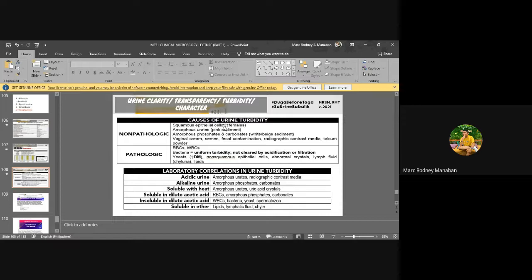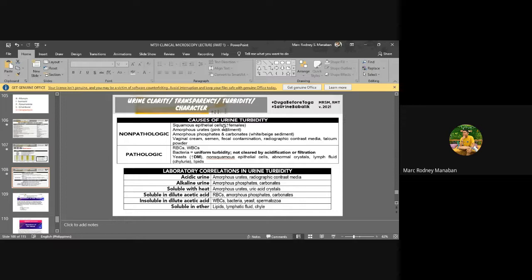All right. Another is non-squamous epithelial cells, so tubular cells, of course. Abnormal crystals, lymph fluid in cases of chyluria, such as in filariasis, right? Chyluria, and of course, lipids. Okay, take note of that. All right. So very self-explanatory. So if there is an exam question, which of the following is a pathologic cause, which of the following is non-pathologic, right? So you don't need to memorize. You can analyze, enumerate, or eliminate.